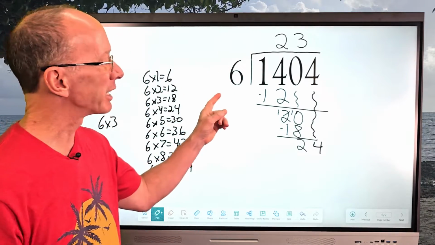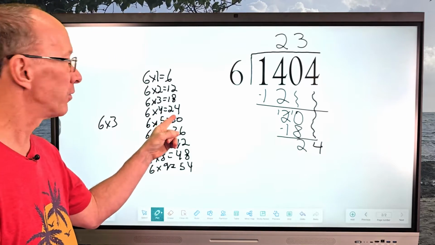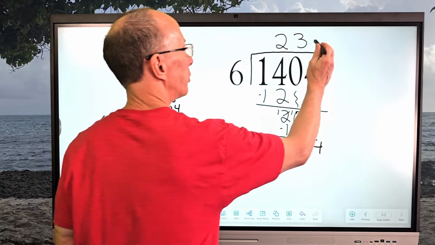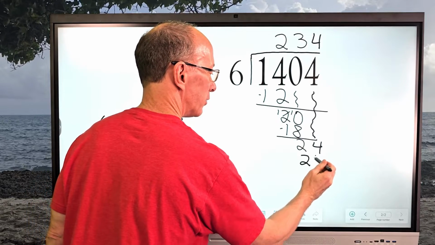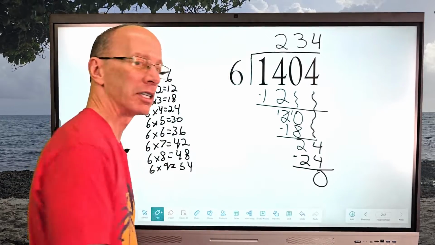So now, how many times can I put 6 into 24? Look right here. I have 24 right here. That is 6 times 4 equals 24. So I'm going to go ahead and put my 4 right here. So 4 times 6 equals 24. And then I subtract, and I have a remainder of 0.